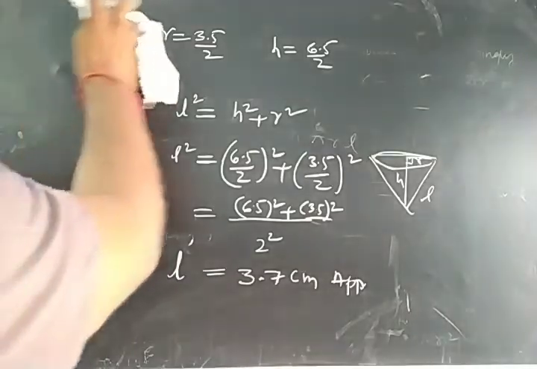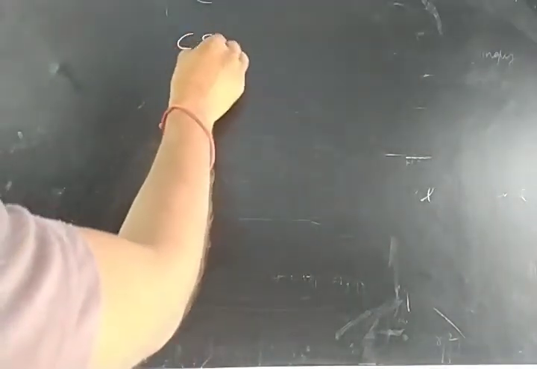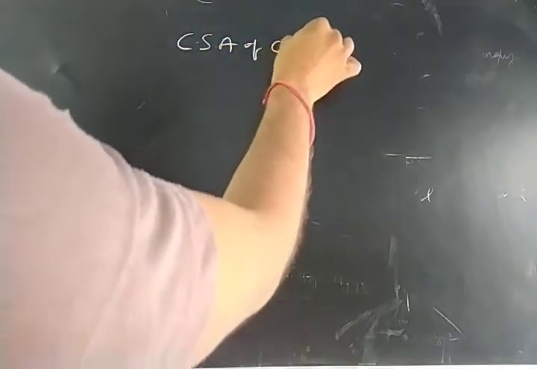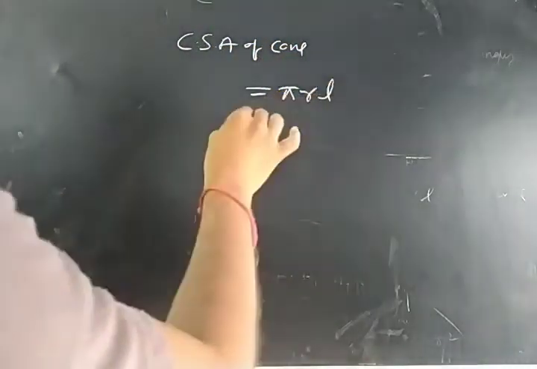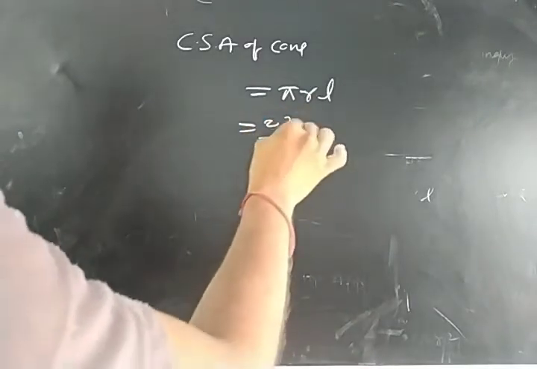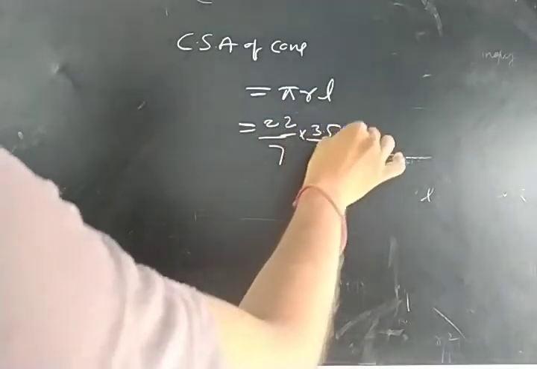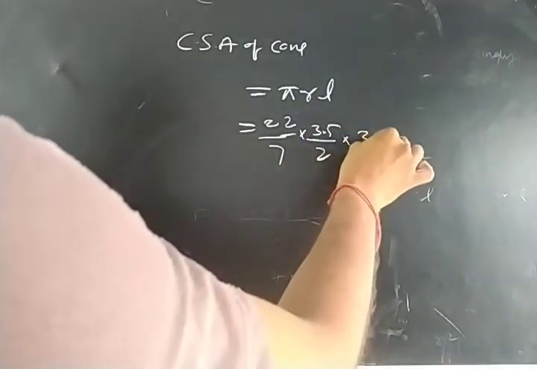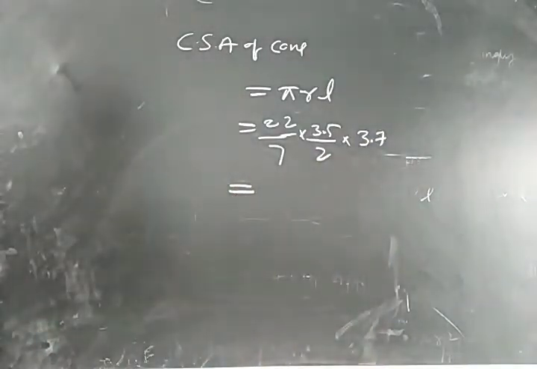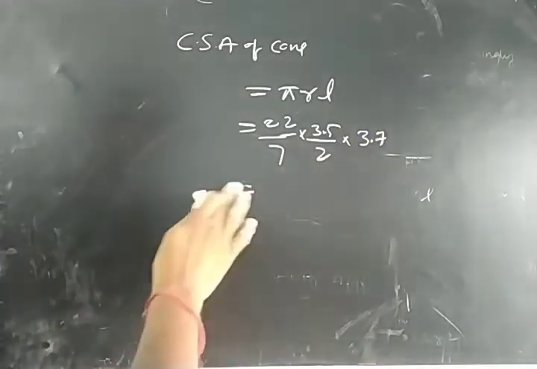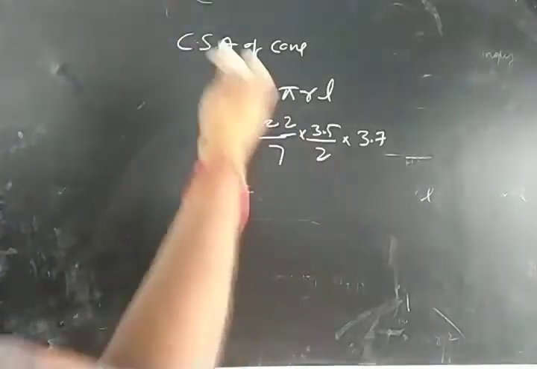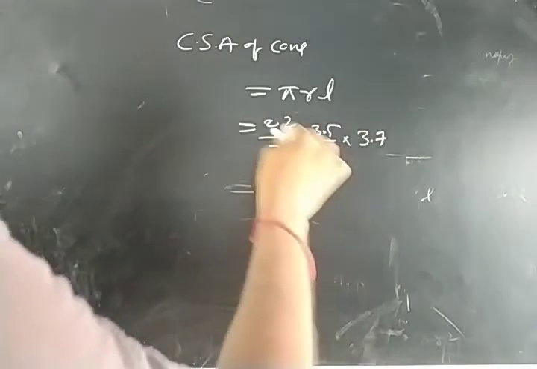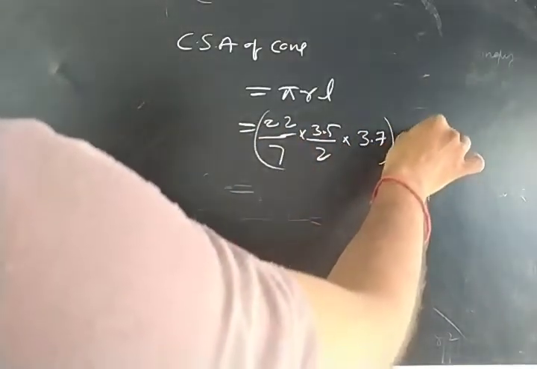Now I am going to find the CSA of the cone plus the CSA of the hemisphere. First, find the CSA of the cone. What is the CSA of the cone? Pi r L. Pi value 22/7, r value already we have, 3.5/2, L value 3.7 approximately. So by simplifying this, while adding this CSA to the hemisphere, at that time I will simplify this centimeter square.